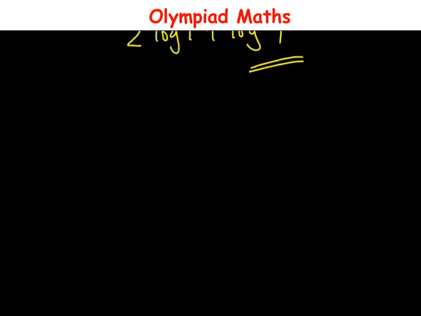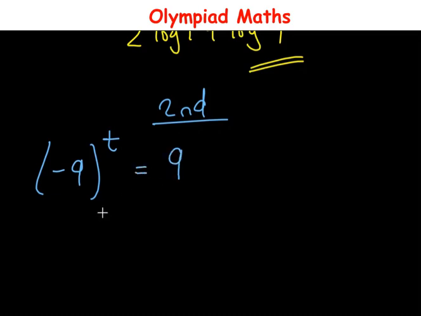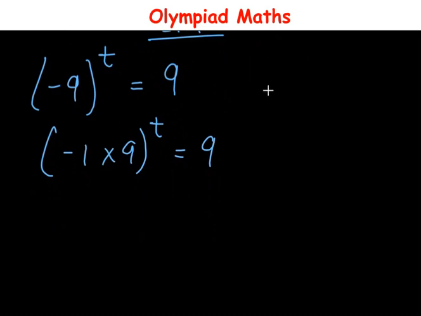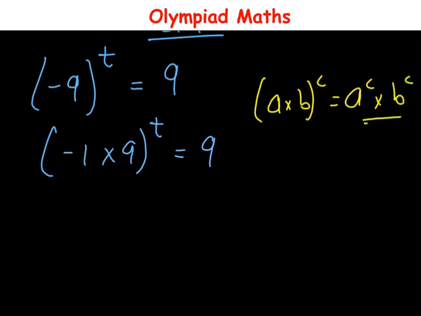Now for the second method, the question, which is (-9)^t = 9. From here, we can express -9 as (-1 × 9)^t = 9. Applying this rule of indices, that if you have (a × b)^c, this equals a^c times b^c. Applying this rule, power t will be distributed between -1 and 9. So this then becomes (-1)^t × 9^t = 9.